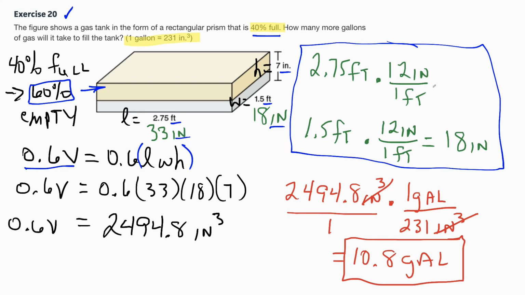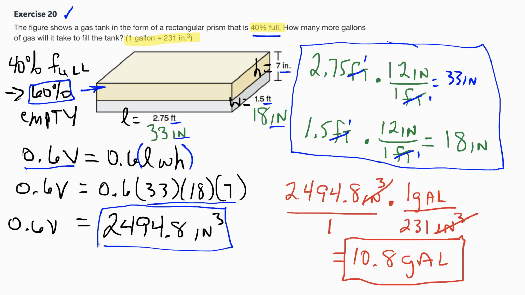Okay, so 2.75 feet, this is 33 inches. The feet cancels there. Down here, the feet cancels. This is unit analysis, so I get 18 inches. So then I put those numbers in here into the formula, and I get, well, here's what 60% of the volume of the tank is.